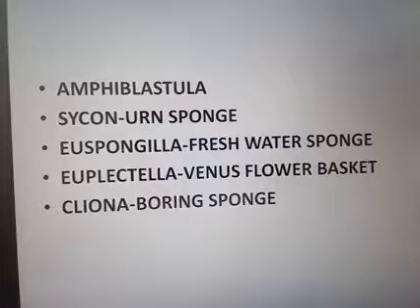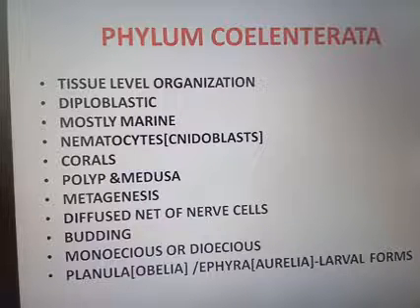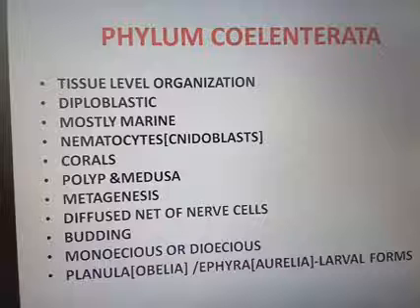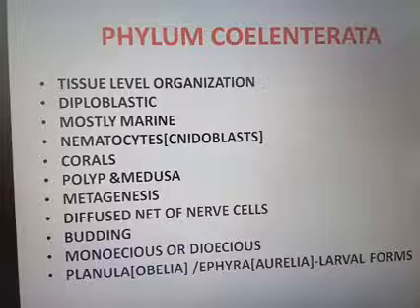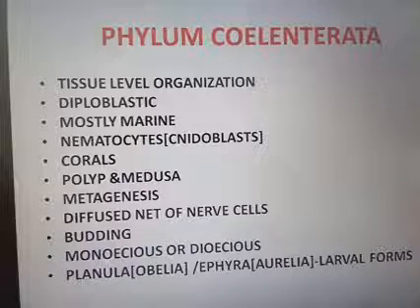Next we are discussing the second phylum, that is Coelenterata. The name Coelenterata indicates the organism has a cavity. The name of the cavity is coelenteron. This phylum comprises the animals with the coelenteron. Coelenteron is the gastrovascular cavity with a single opening on hypostome that serves as both mouth and anus.